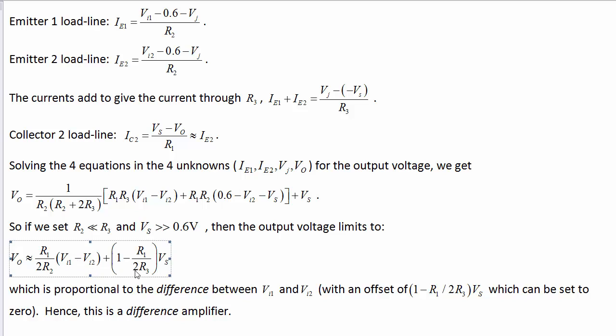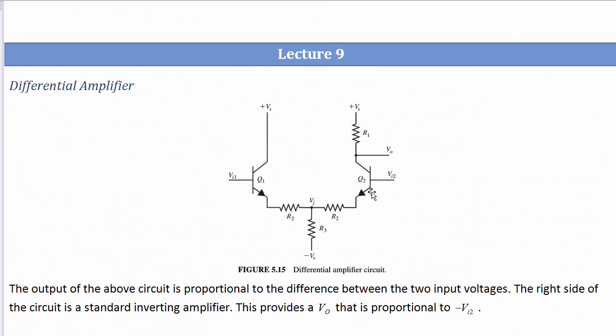plus this offset. If we pick R1 over 2 R3 to be equal to 1, then we get rid of the offset, and it's just equal to the difference in the input voltages times this amplifier gain. So this amplifier is really good at detecting differences between one input and another input.